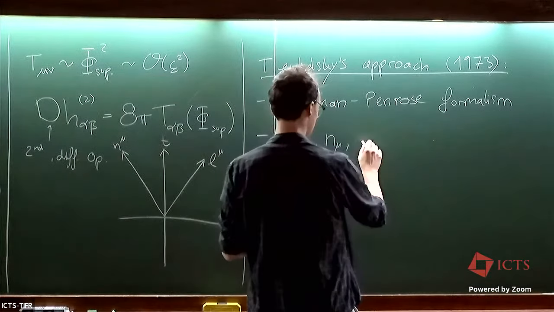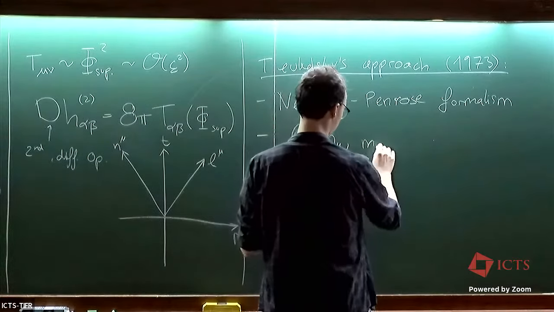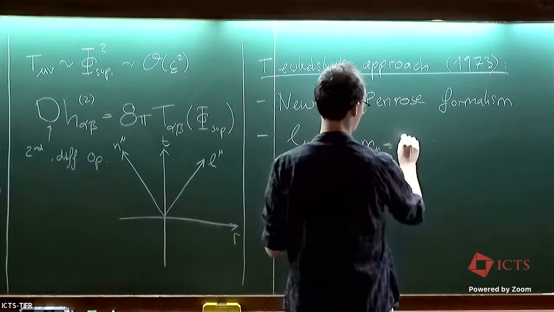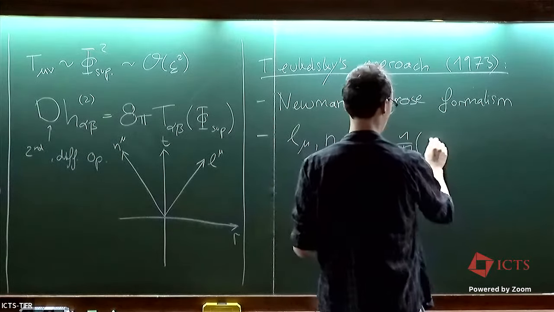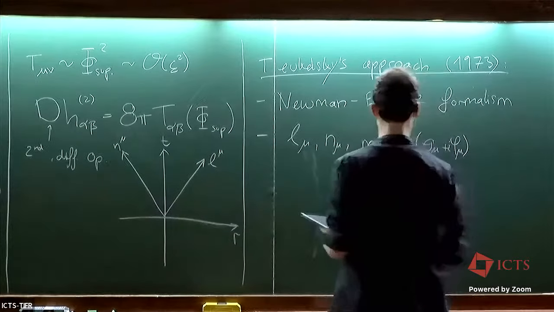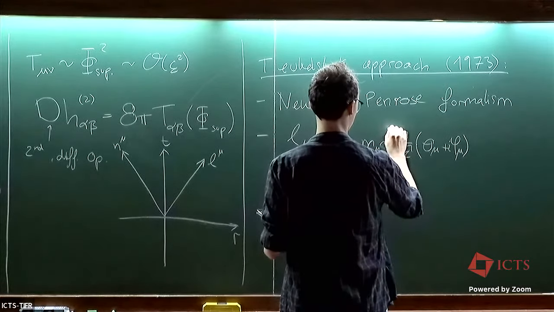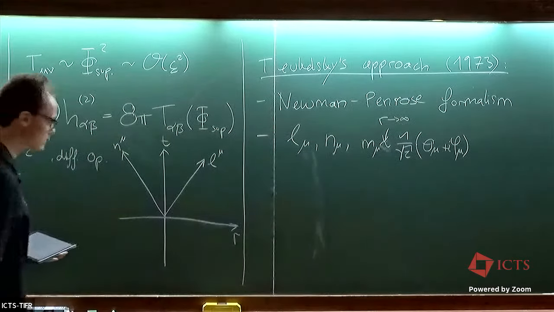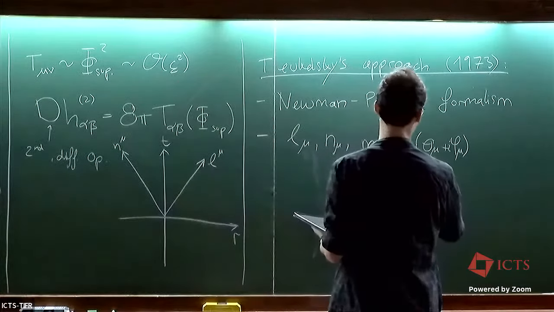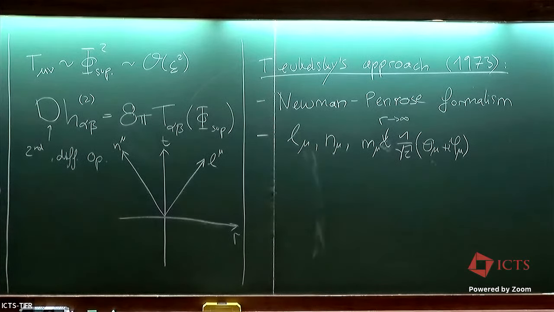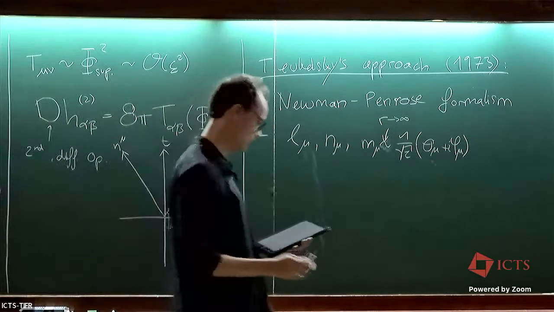But instead, what we're going to do is introduce a complex vector m mu, which is, at least asymptotically, the following. And so it's just a complex linear combination of the vector theta mu, which points in the theta direction, and the vector phi mu, which points in the phi direction. Okay. So far, it's just a bunch of definitions.